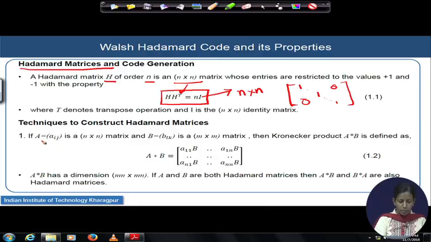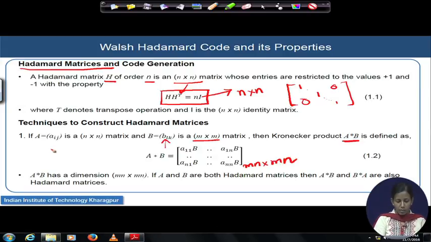Suppose A is a matrix having elements a_ij, and it is an n cross n matrix. Suppose there is another matrix B having entries b_lk, and this is an m cross m matrix. Then the Kronecker product of A and B can be given with all the coefficients of A multiplied with the matrix B, in the format written in equation 1.2. The dimension of this will always be mn cross mn.